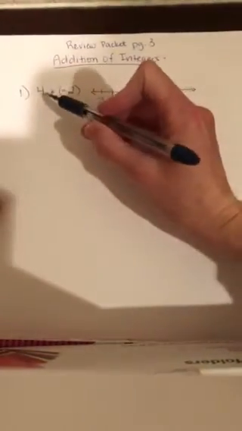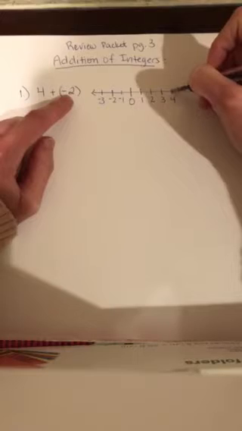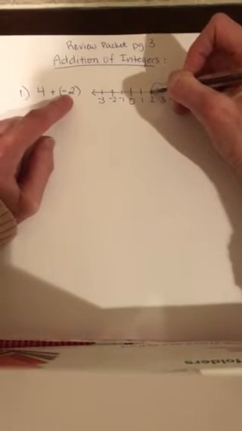Okay, so we have 4. Here's 4. Plus -2. Negative means you move to the left on the number line. 1, 2. So 4 plus a -2 is 2.